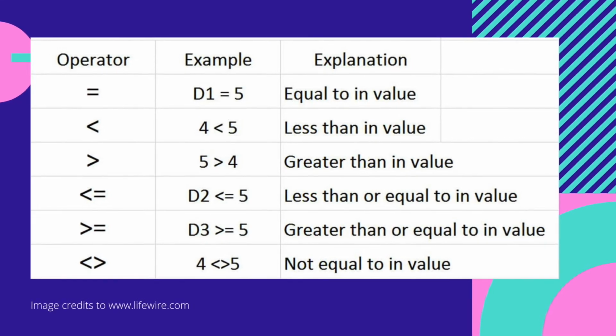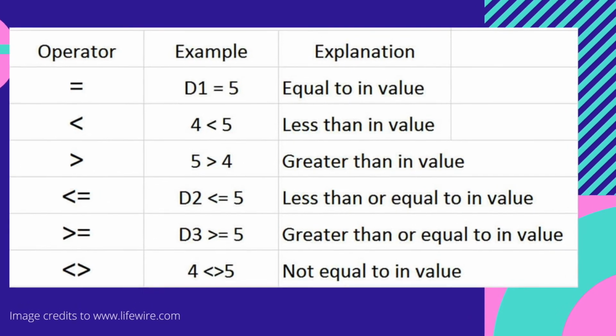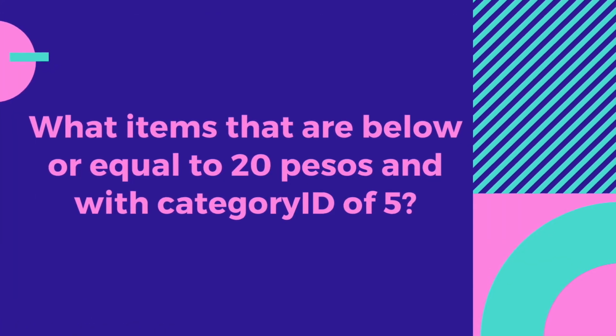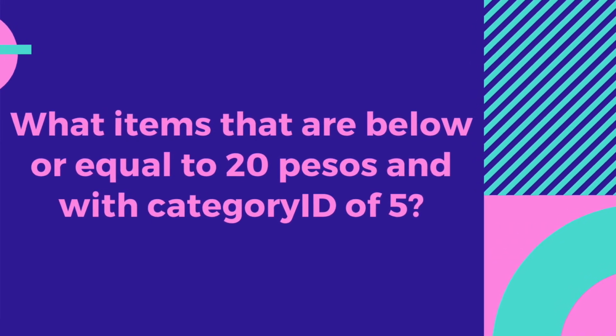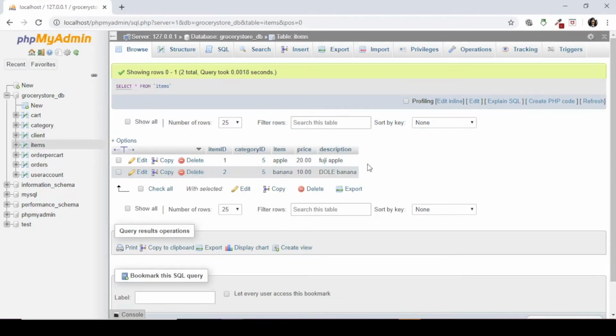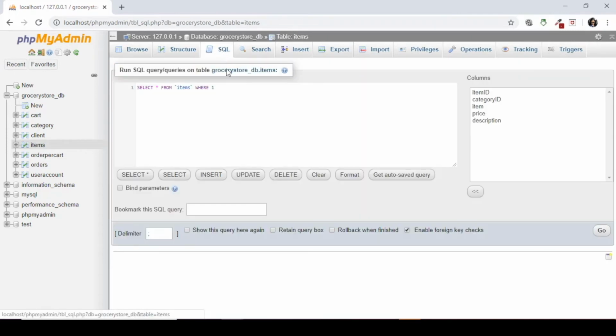Marami pang ibang operators na pwede mong gamitin sa queries mo. You can check out this list here. Ngayon naman, sagutin natin ang tanong na to. What are the items that are below or equal to 20 pesos and with the category of 5? So our query will look like this. Select all from items where price is less than or equal to 20 and category ID equal to 5.